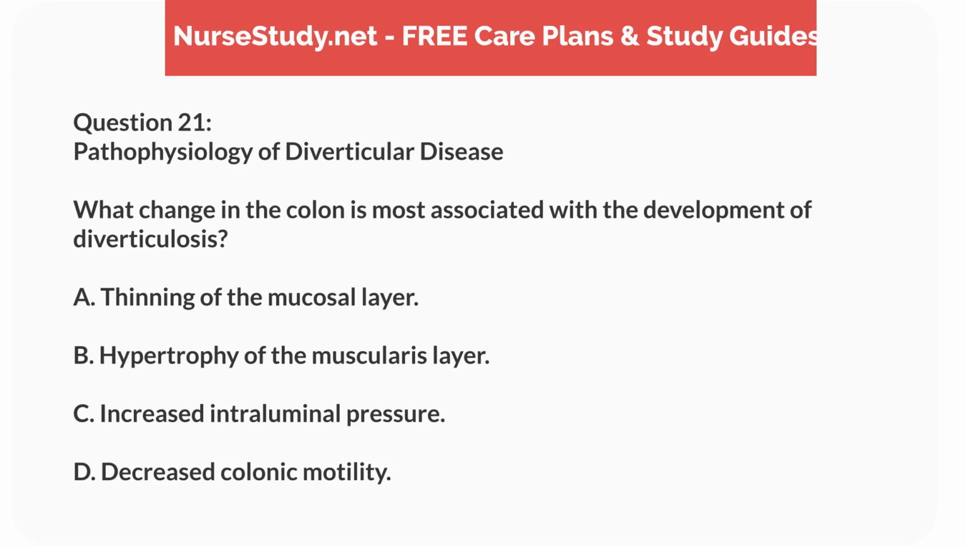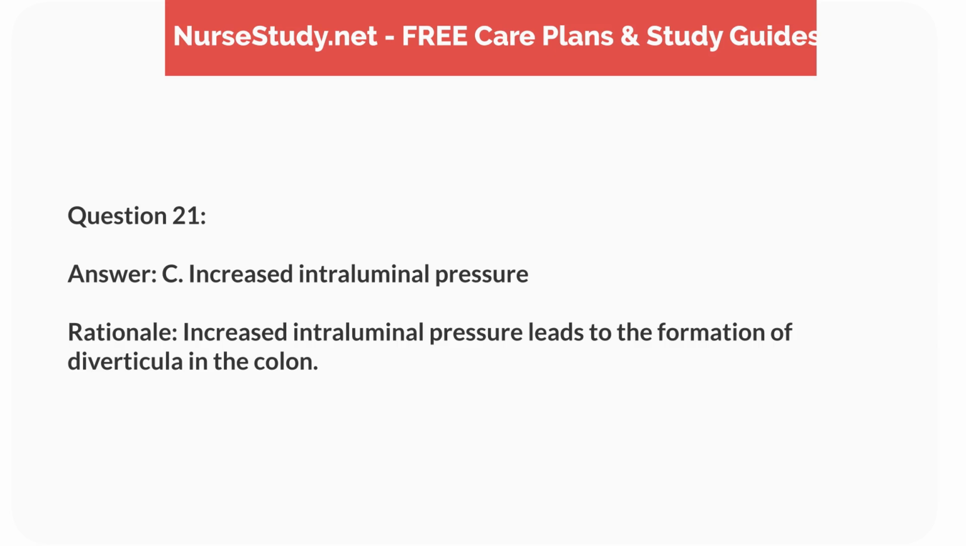Question 21. Pathophysiology of diverticular disease. What change in the colon is most associated with the development of diverticulosis? A. Thinning of the mucosal layer. B. Hypertrophy of the muscularis layer. C. Increased intraluminal pressure. D. Decreased colonic motility. Answer: C. Increased intraluminal pressure. Rationale: increased intraluminal pressure leads to the formation of diverticula in the colon.